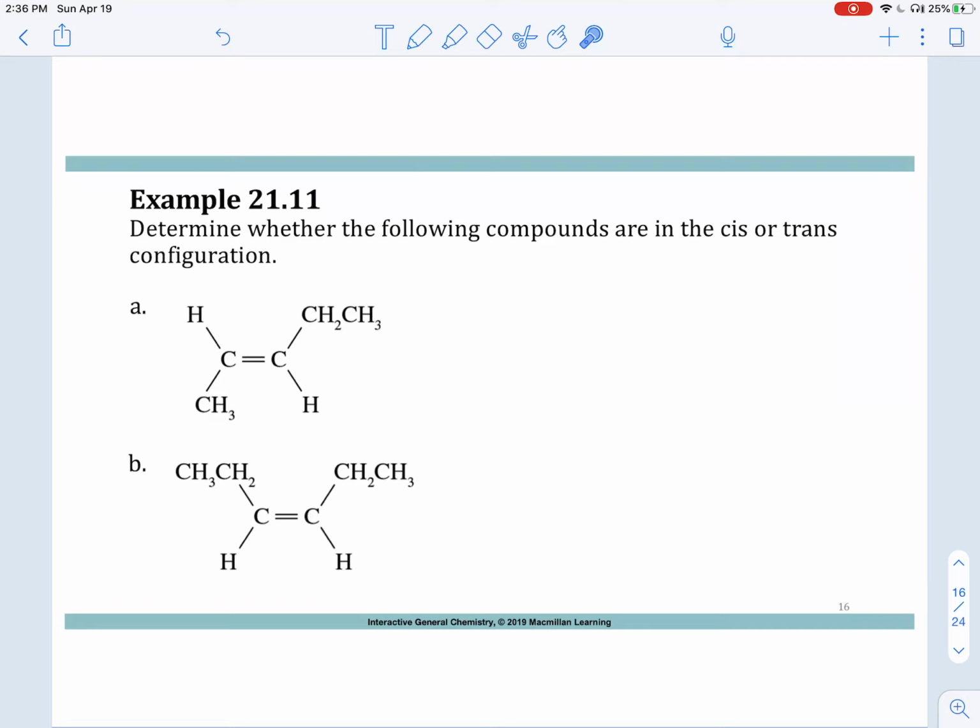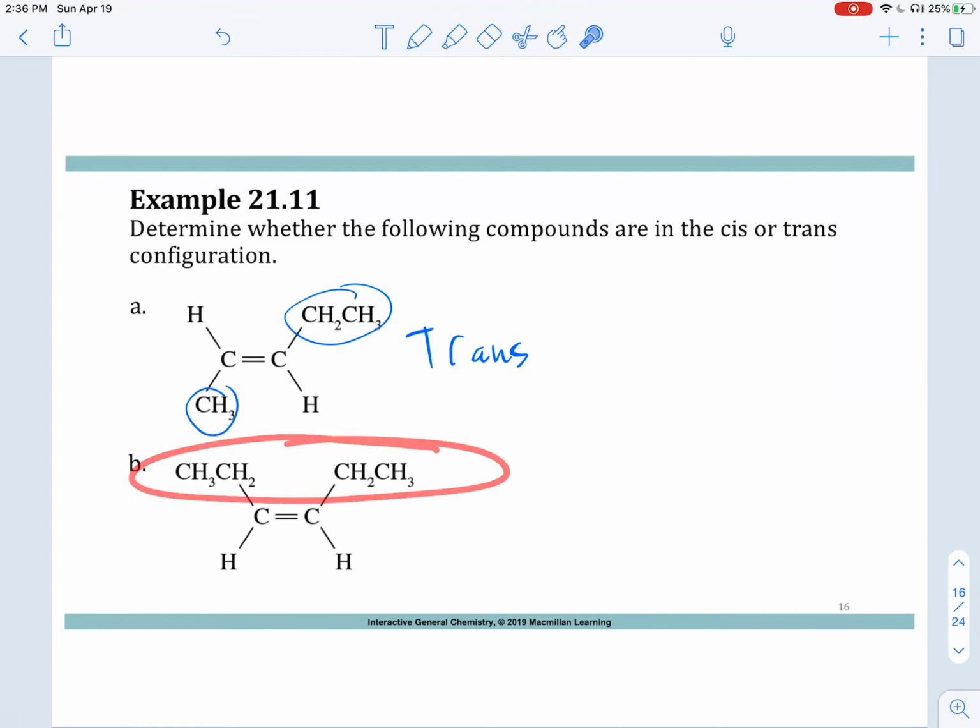So if we look at this one, is this cis or trans? Alkyl groups on opposite sides. So this has to be trans. Notice these are different alkyl groups. That's fine. They're still alkyl groups though. On this one, looks like we've got alkyl groups on the same side, and we call that a cis double bond. How do we name these? Let's pause here. This is also extra practice.